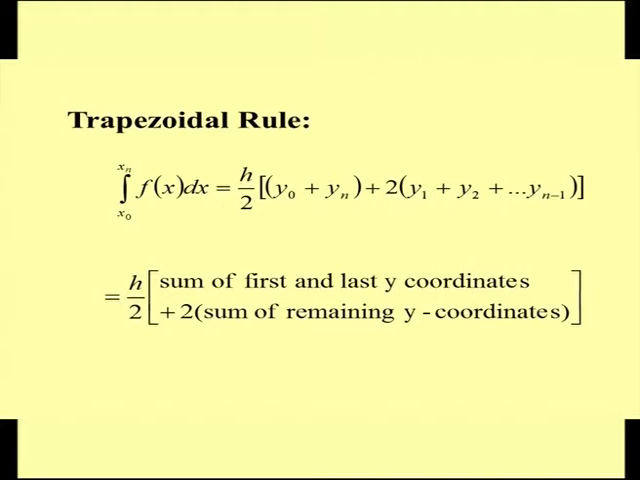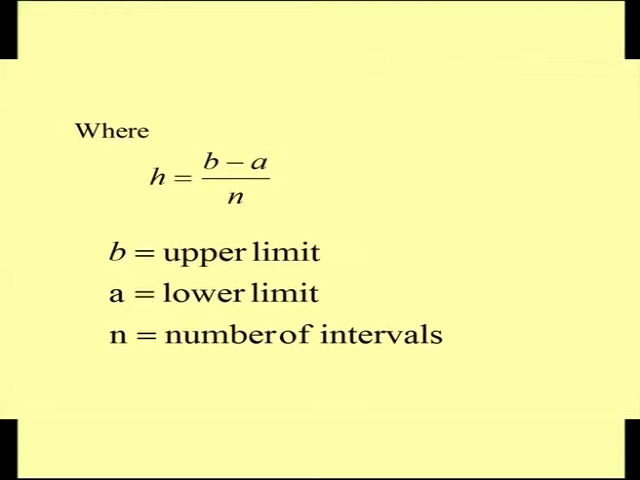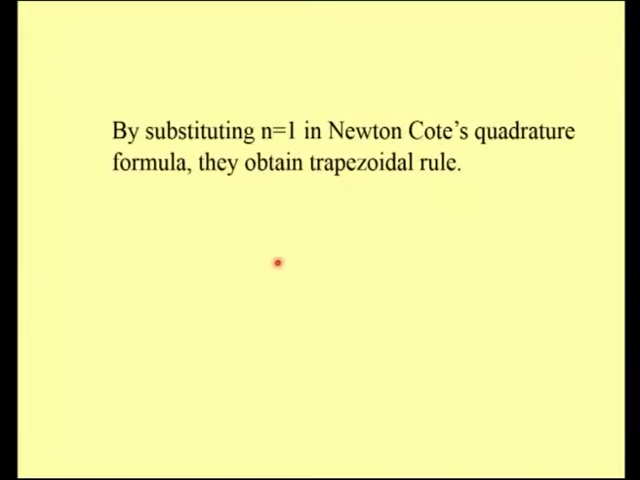So, trapezoidal rule is given by integral x naught to xn f of x dx is equal to h by 2 into y naught plus yn plus 2 times y1 plus y2 plus etc. up to yn minus 1. That is, in words we can say that h divided by 2, h is the length of each subinterval, into sum of the first and last coordinates plus 2 times sum of the remaining y coordinates, where h is equal to b minus a by n, b is the upper limit, a is the lower limit, and n is the number of intervals. By substituting n is equal to 1 in Newton-Cotes quadrature formula, we obtain trapezoidal rule.